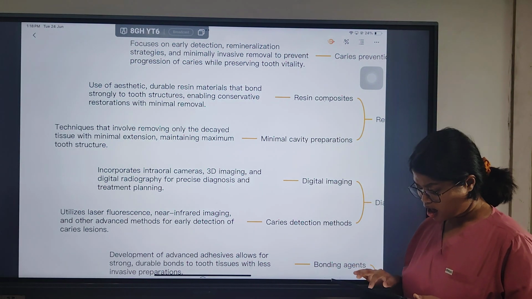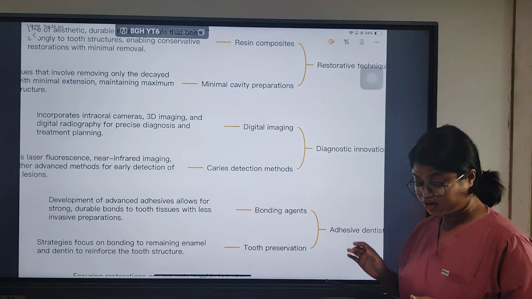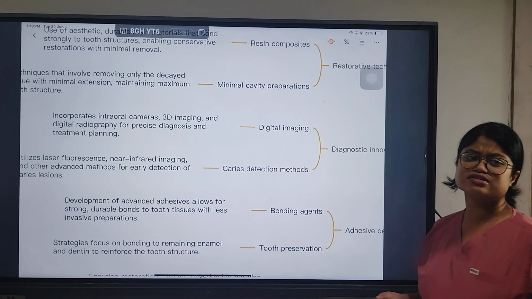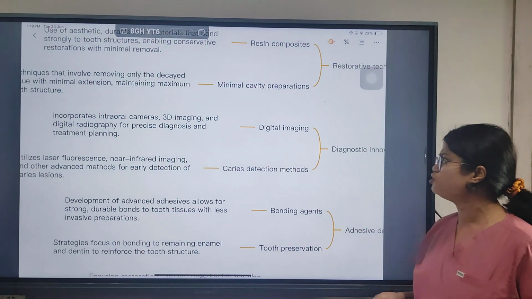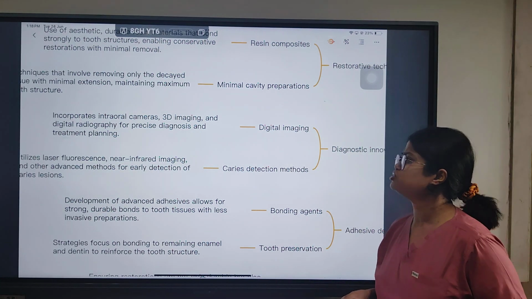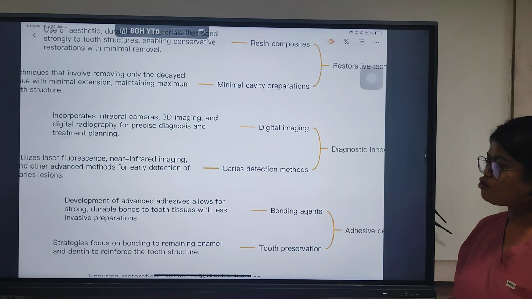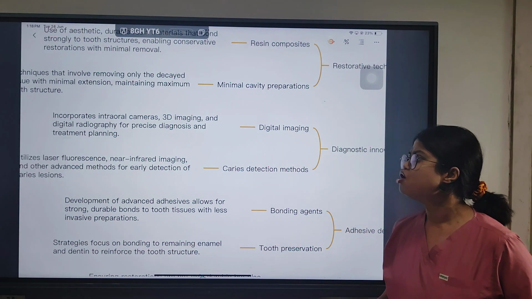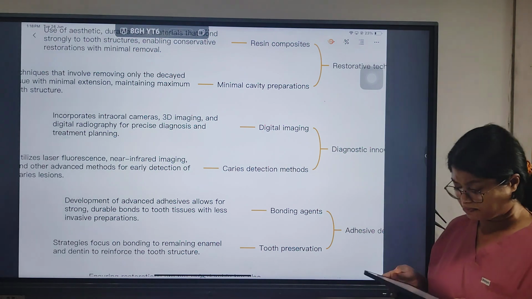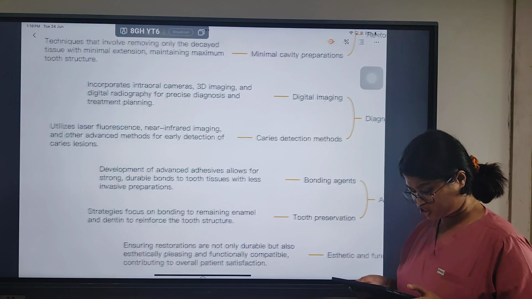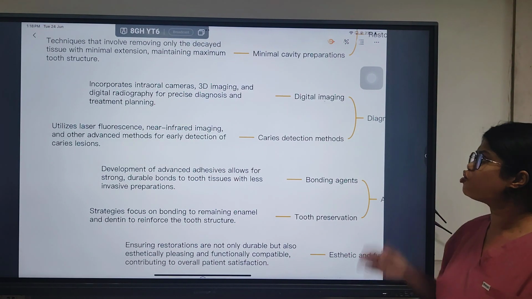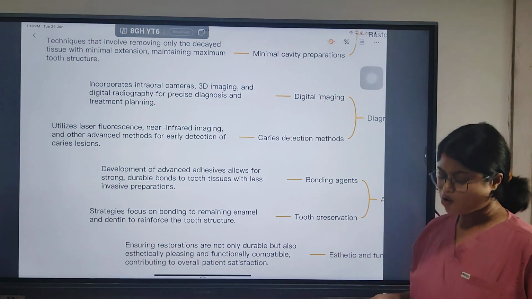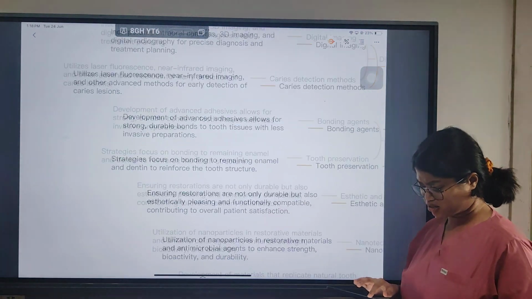And also, when we come to diagnostic innovations, the use of digital imaging and caries detection methods plays a very important role. In digital imaging, there is use of intraoral cameras, 3D imaging techniques, and digital radiography for precise diagnosis and treatment planning. In caries detection methods, they use laser fluorescence technology, near-infrared imaging techniques, and other advanced methods for early detection of carious lesions.